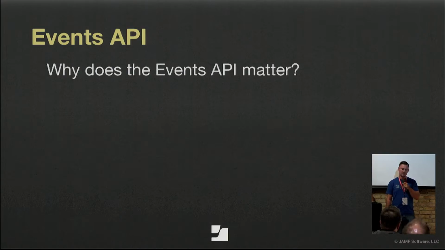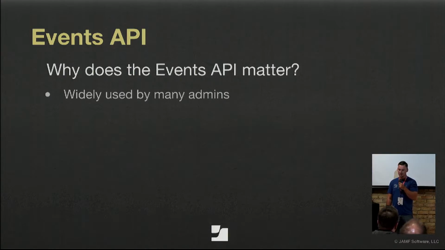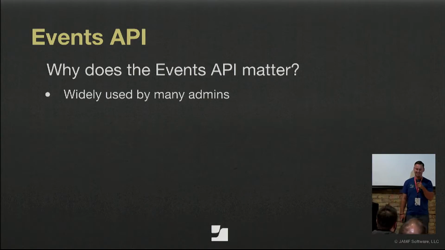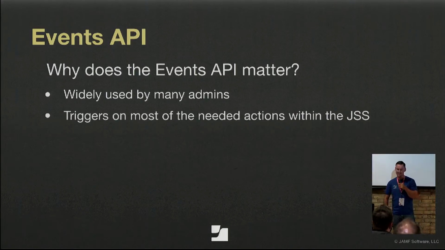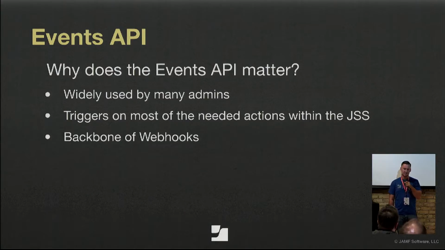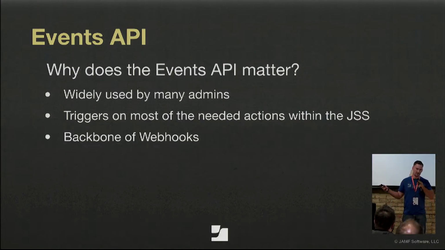So why does the Events API matter with webhooks? Maybe not so much, but a lot of admins use it. It triggers on a lot of actions in the JSS that are useful for people. When a policy is run, recon, different things like that. And it's actually the backbone of webhooks. So when an event is triggered for the Events API, it actually triggers that same event for webhooks too, so they're tied pretty close together.